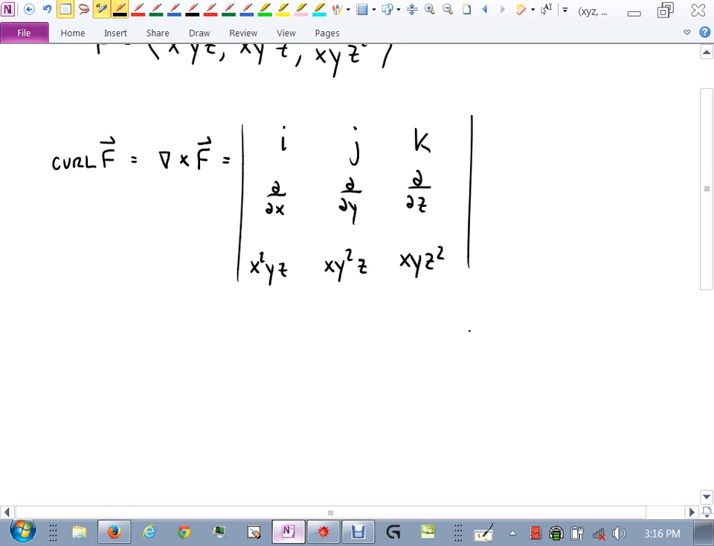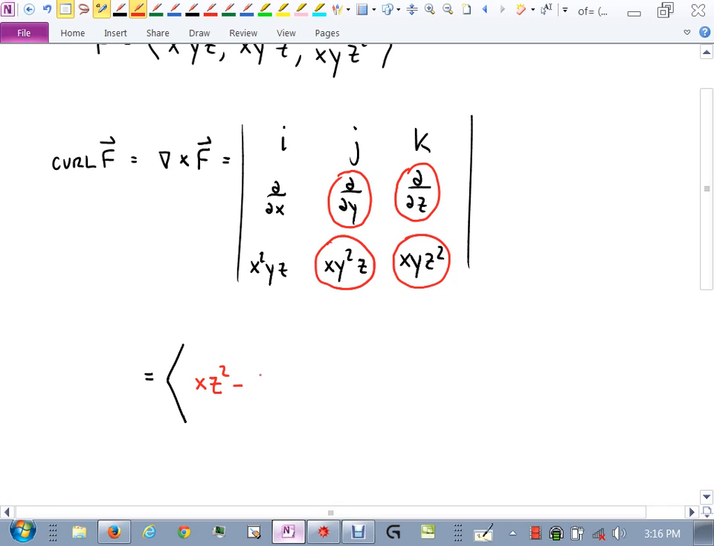So let's go ahead and do this. The I component will be the partial with respect to y of this piece, which is just what? xz squared, minus the partial with respect to z of this, which is xy squared. Okay, that's the first part.